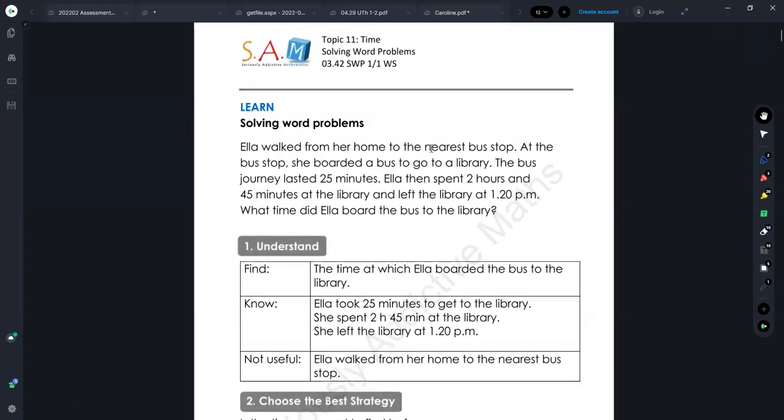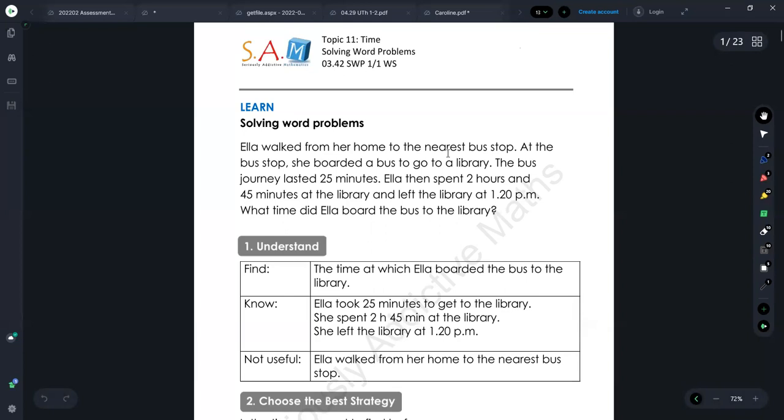Okay, so this is solving word problems. I would suggest that we start off with the Learn segment here. This is the typical question, although the questions to come have quite a variety, which is again why I suggest that we only spend time on one booklet, because there's a wide variety of questions to follow.